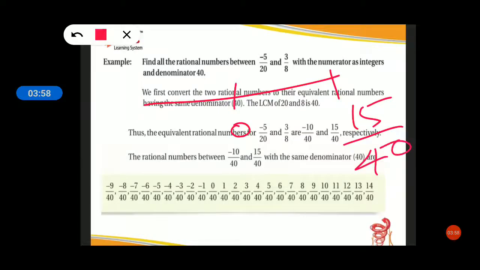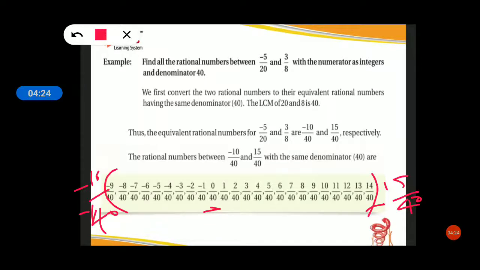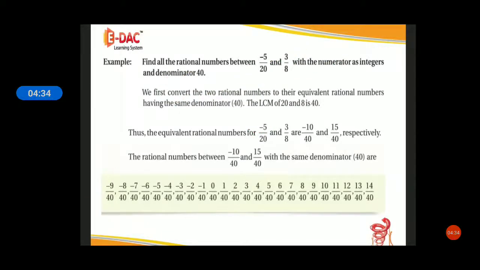Okay, 15/40 here, -10/40 here. So what will be here: 1, 2, 3, 4, 5, 6 till 15. Here -1, -2, -3, -4, -5, like that with the same denominator 40. See here, they have given the numbers: 0, 14/40, after that 15/40, and on the negative side -9/40, after that -10/40. So we have got all the rational numbers between these numbers. If you have any doubt, just draw the number line and see, you will be very clear. Understood students? We will see another example also.